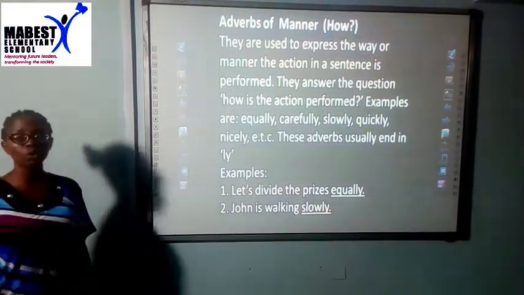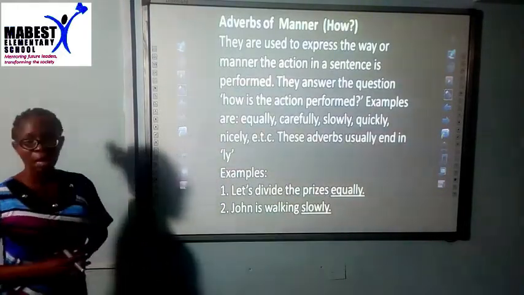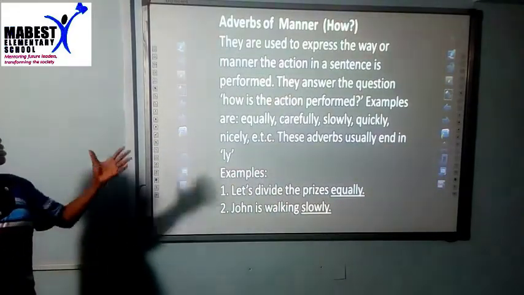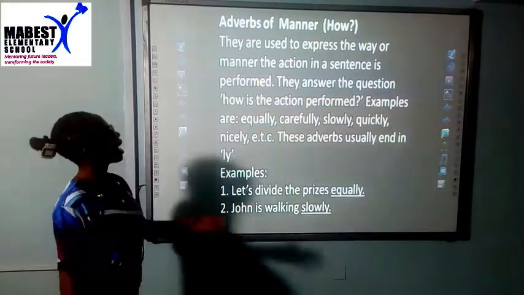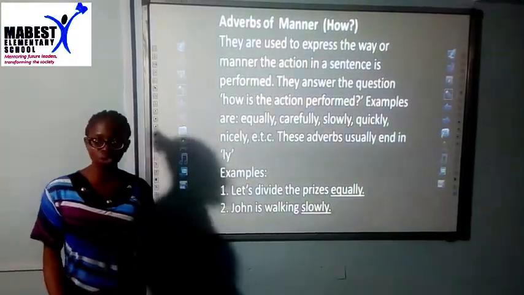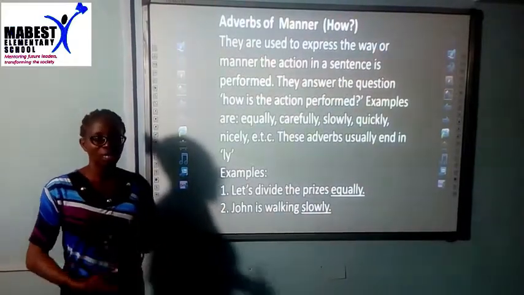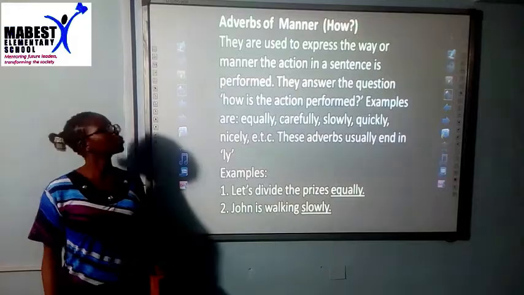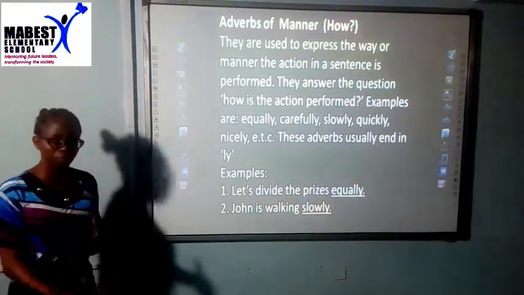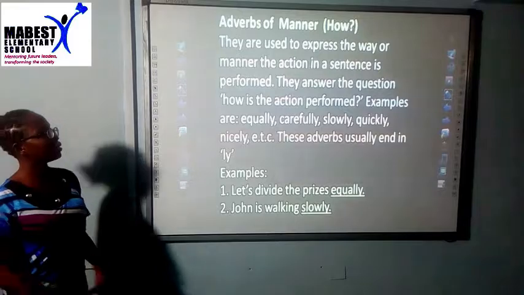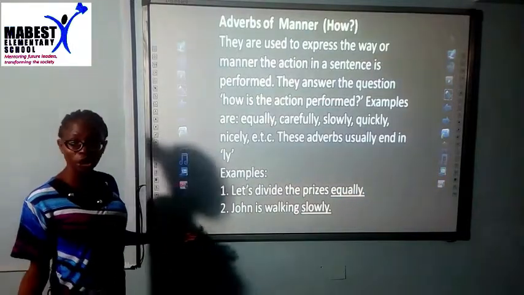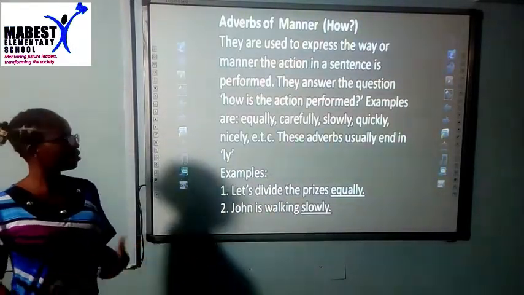The last one is adverbs of manner. Adverbs of manner answer the question how. They are used to express the way or manner the action in the sentence is performed. If you are performing an action, there must be a way in which that action is being carried out by you. So the adverb of manner gives us more information about the way an action is being performed by the subject in the sentence. They answer the question, how is the action performed? Examples are equally, carefully, slowly, quickly, nicely, and so on and so forth.